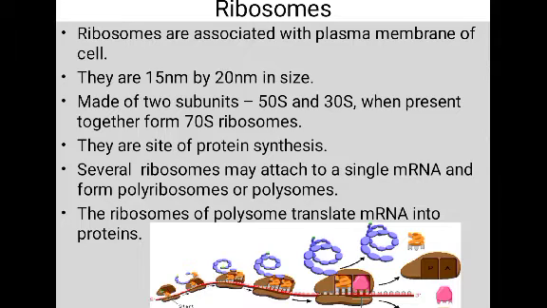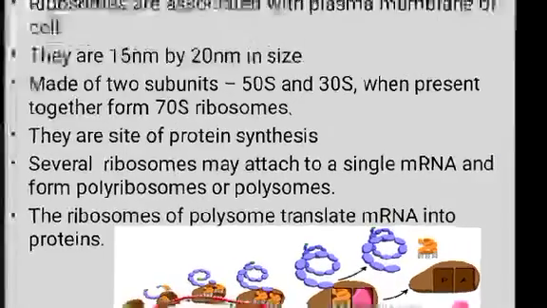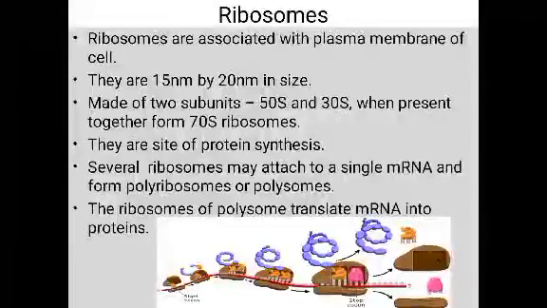Ribosomes are present in prokaryotic cells. The ribosomes which are present in prokaryotic cells are associated with the plasma membrane of the cell. They are attached to the plasma membrane, and they are about 15 nanometer by 20 nanometer in size. Generally they are made up of two subunits. What are they? 50S and 30S subunits.